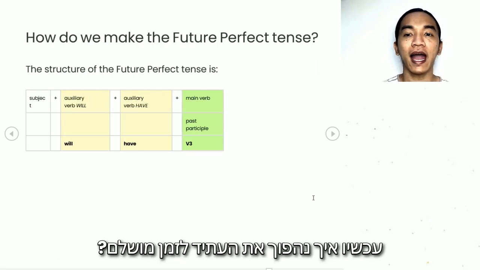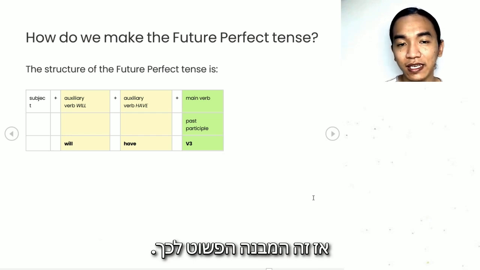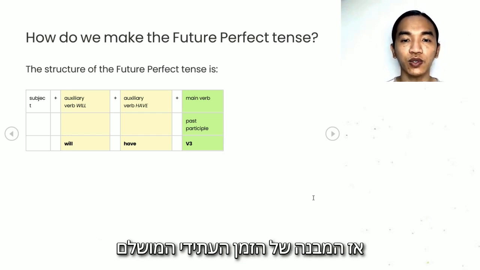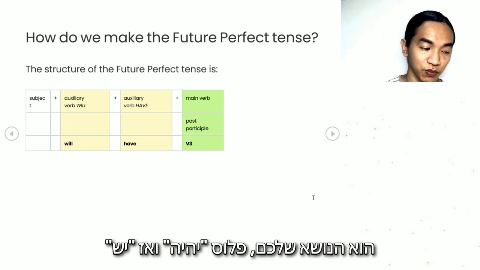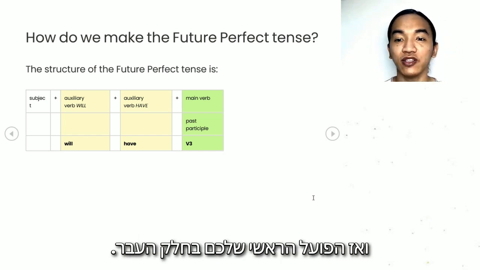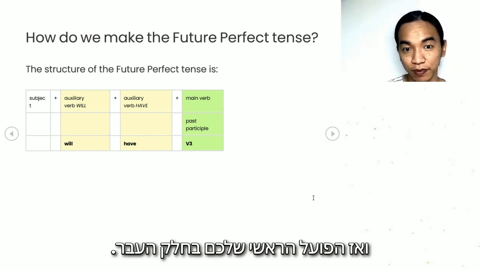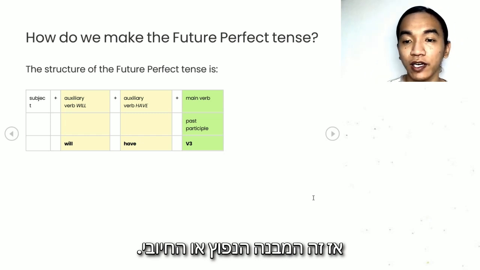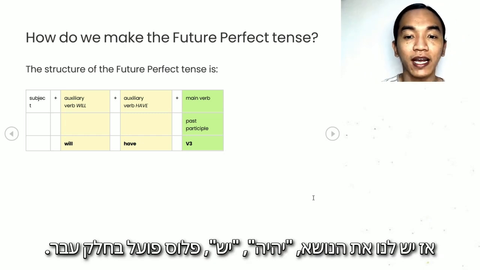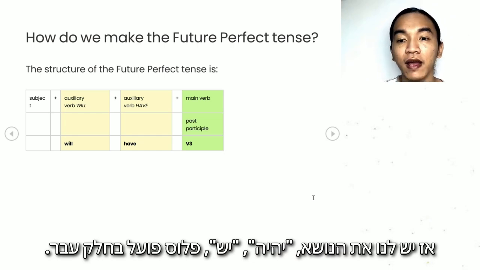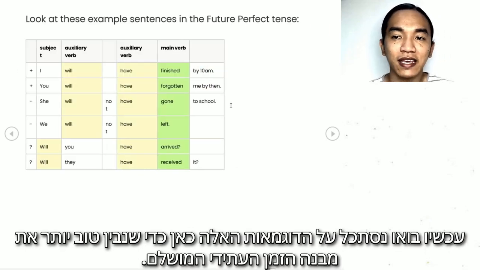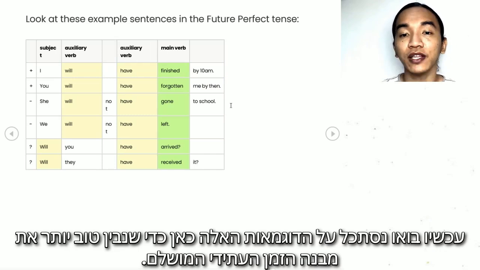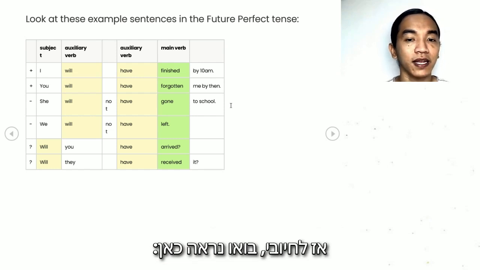All right, now how do we make the future perfect tense? So this is the simple structure for that. So the structure of the future perfect tense is your subject plus will, then have, and then your main verb in the past participle. Okay, so this is the common or the positive structure. So we have the subject, will, have, plus verb in past participle. Okay, now let's take a look at these examples here to have a better understanding of the future perfect tense structure.